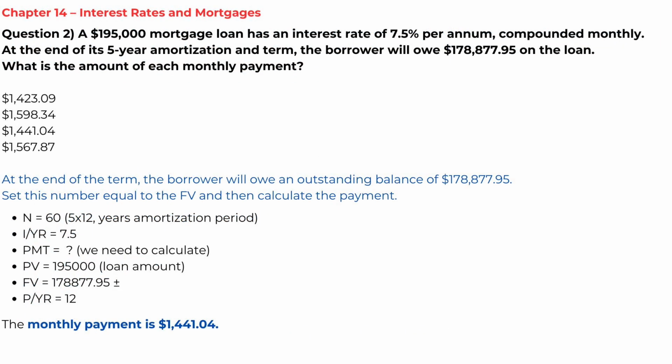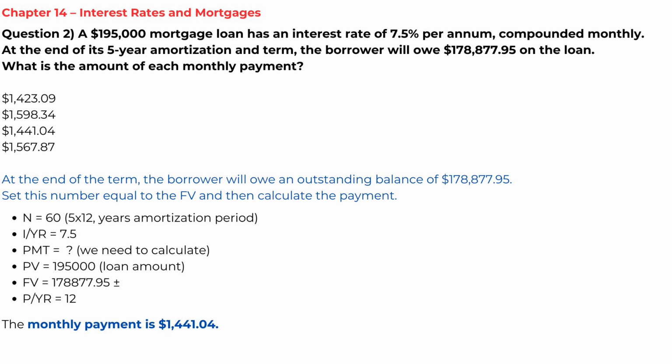Question 2. A $195,000 mortgage loan has an interest rate of 7.5% per annum, compounded monthly. At the end of its 5-year amortization and term, the borrower will owe $178,877.95 on the loan. What is the amount of each monthly payment? At the end of the term, the borrower will owe an outstanding balance of $178,877.95. Set this number equal to the FV and then calculate the payment.